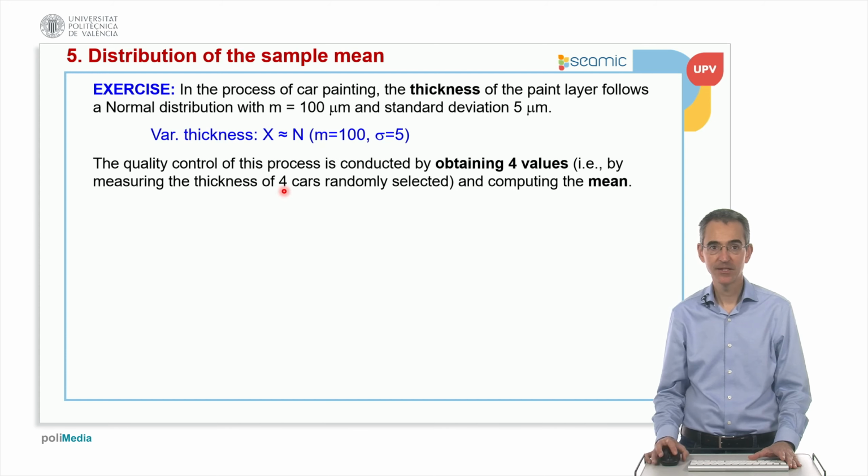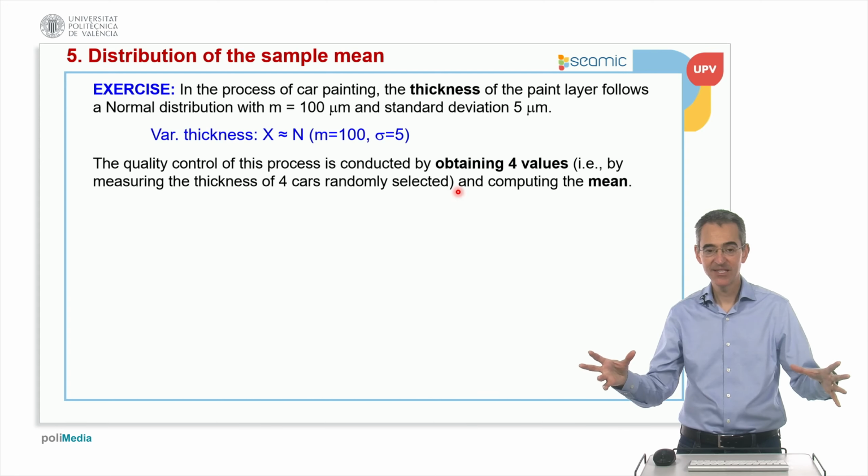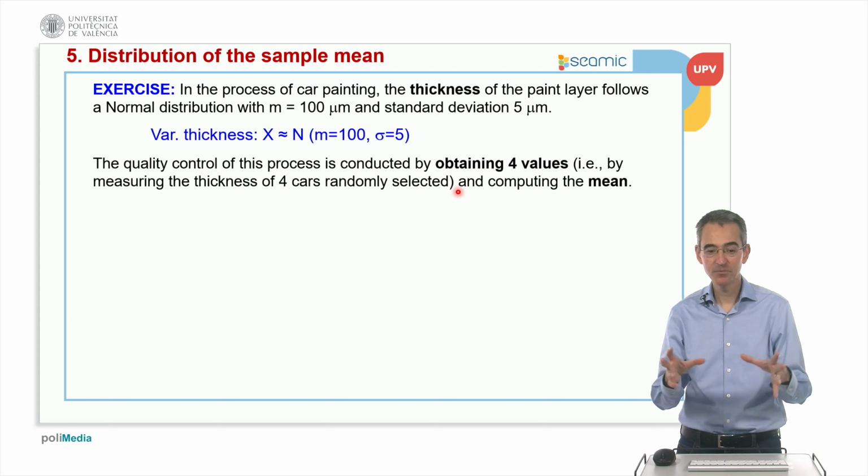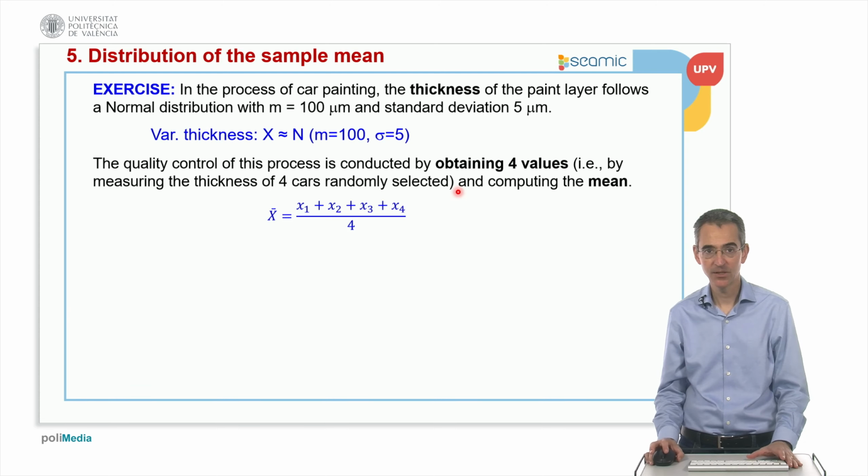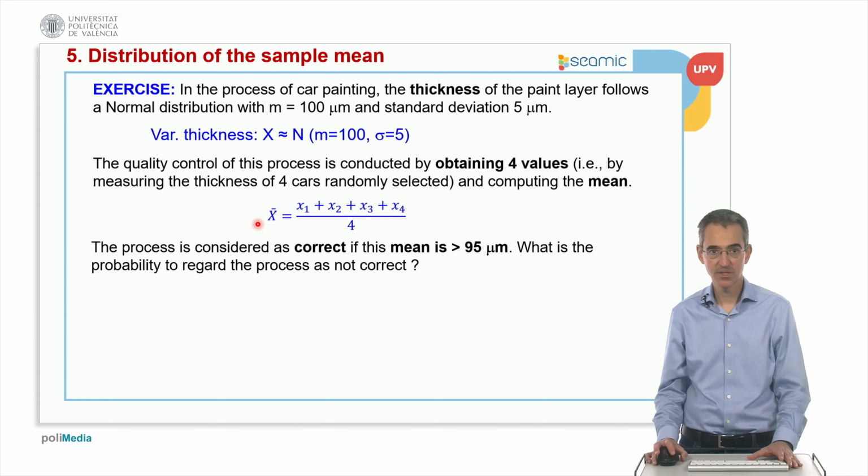Then the quality control of this process is conducted by obtaining 4 values. So we take a sample of 4 values, by measuring the thickness of 4 cars randomly selected. Then, once we have this sample, we compute the sample mean with n equal 4. We sum the 4 values and then we divide by 4. The process is considered correct if this mean is bigger than 95. What is the probability to regard the process as not correct? Well, that can be an exercise that we can propose, like when we have class exercises.